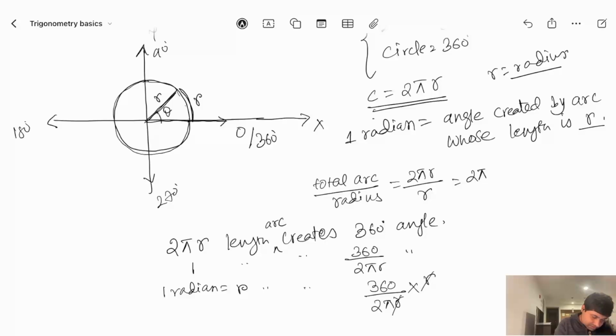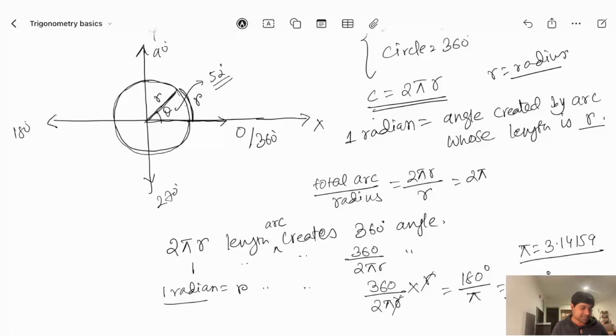If I cancel out this r, it becomes 180 degree divided by pi, and we know the value of pi is 3.14159. If I put this value in, we get approximately 57.3 degrees. So this is nothing but 1 radian. So 1 radian is approximately 57 degrees.